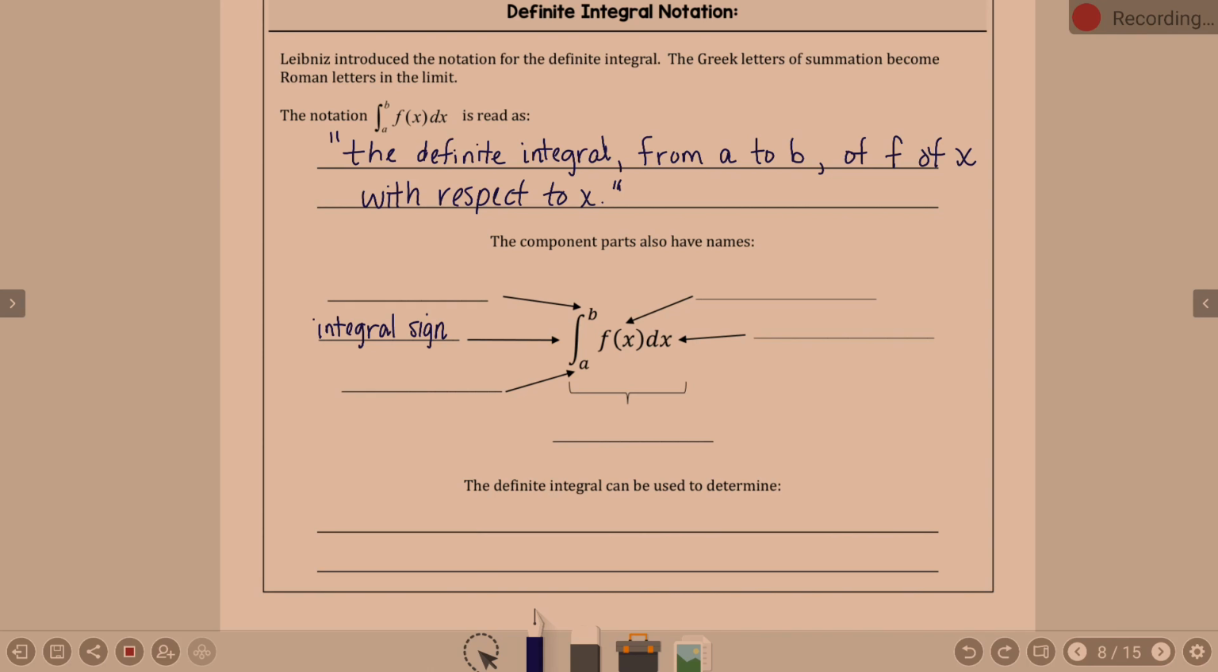A and B, those are our limits, our bounds. So A is your lower limit. I think officially it says it's your lower limit of integration, or you'll sometimes hear lower bound. So lower limit of integration. And what's that make B? The upper. You could say upper bound, upper limit of integration.